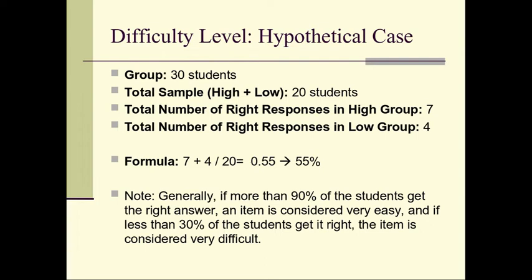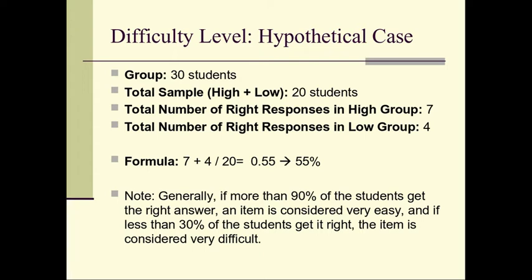So let's pretend we have a group of 30 students. So we divided the test into three groups, 10, 10, and 10. So we get rid of the medium group and stay with the high and low groups. So that makes up 20 students. So let's pretend that in the high group, only 7 students got the right answer to question 1, and only 4 in the low group. So you add 7 plus 4, divide that by 20, that equals 0.55, that becomes 55%.